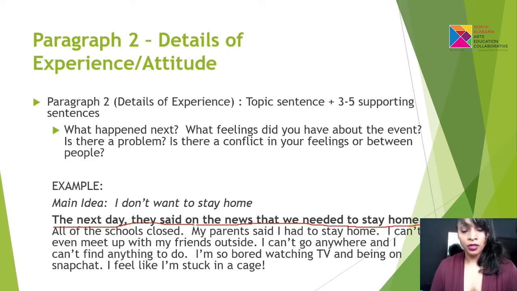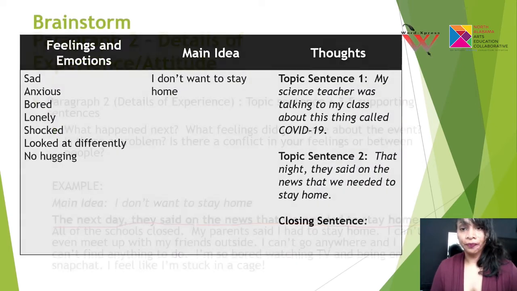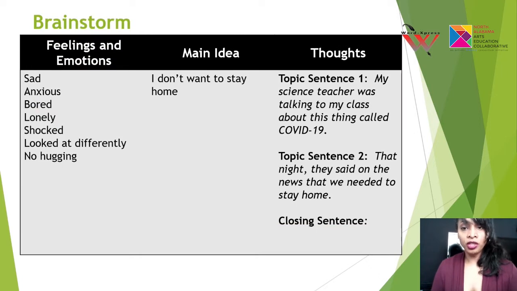So it's your turn to write your paragraph. And again, on your cheat sheet in the third column, I want you to write topic sentence number 2. And I want you to write what that topic sentence would be in your story. In my story, it was, the next day, they said on the news that we needed to stay home. Okay? So now it's your turn to write your second paragraph.